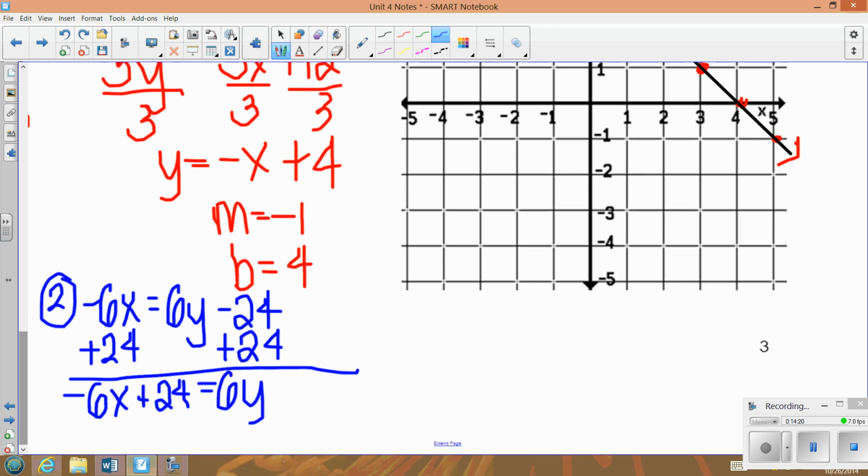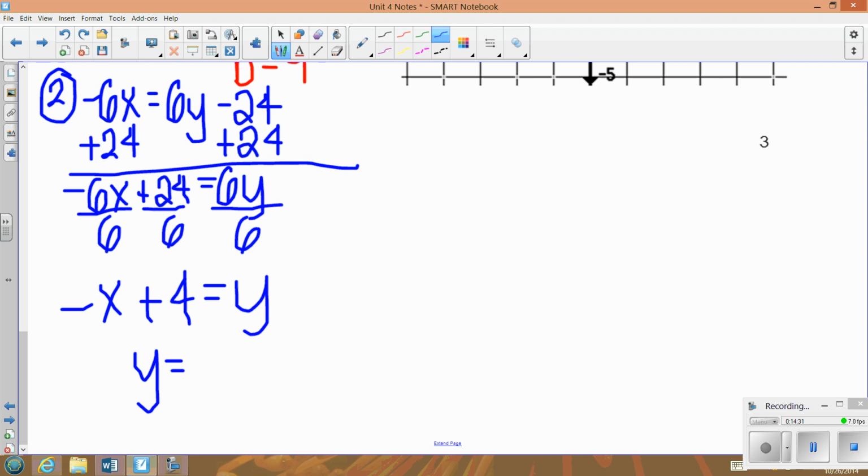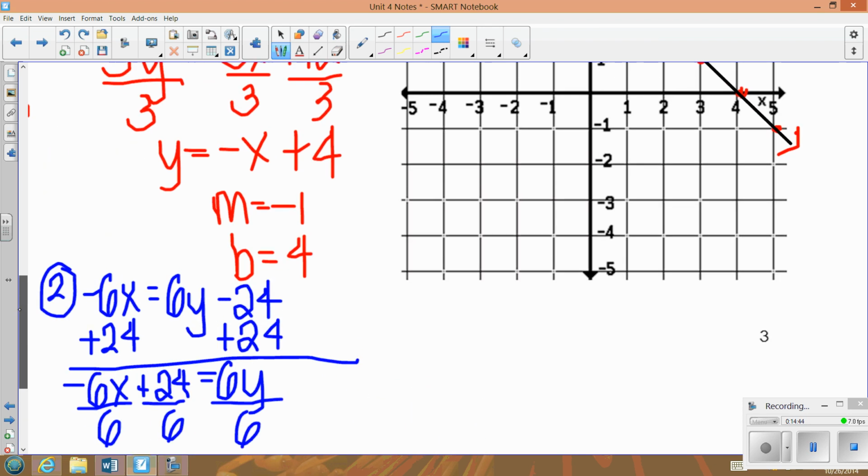Again, get y by itself. So divide everything by 6. So we have negative x plus 4 equals y, which, remember, is the same thing as y equals negative x plus 4. So my slope is negative 1. My y-intercept is 4. And you might be thinking, well, wait, I just graphed this equation. So y equals negative x plus 4, we got the same equation.